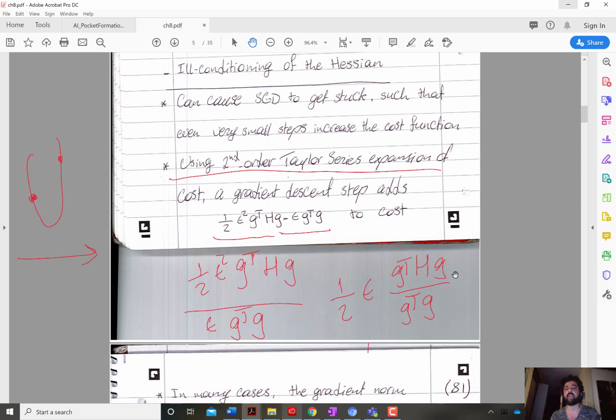So if I take a big step and G transpose HG is much bigger than G transpose G, right, then that could be problematic. So if I have this, then I really need to take a very small step, because if I end up increasing the cost, I don't want to increase it by much, right? Now that quantity here is called the Rayleigh quotient.